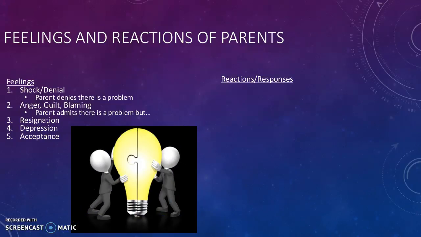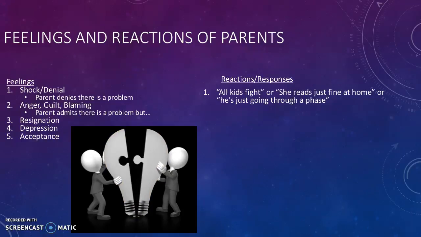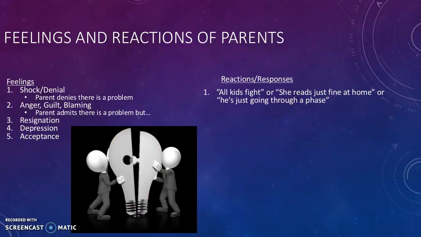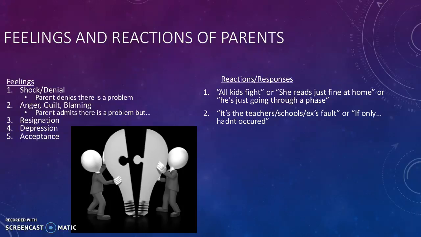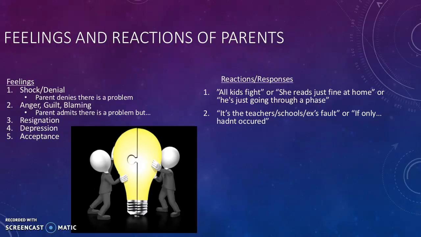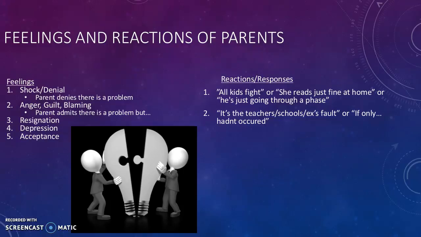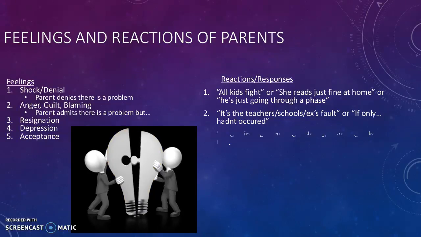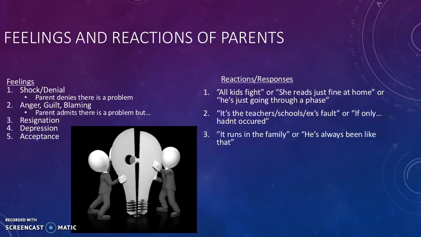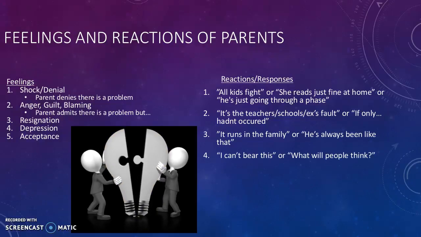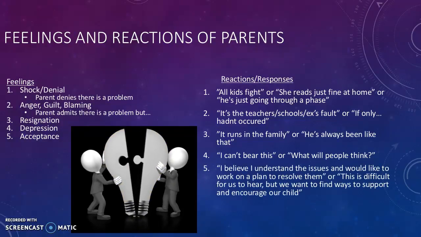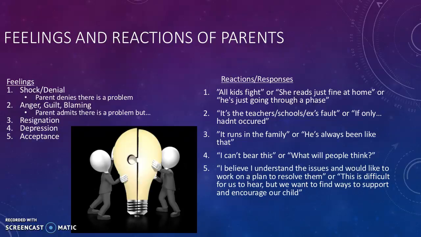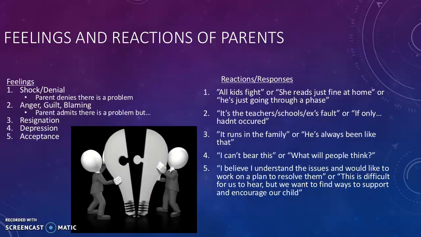And reactions and responses could be, for the first, all kids fight, or she reads just fine at home, or he's just going through a phase. For the second one, it could be it's the teachers or schools or my ex-husband's fault, or if only blank hadn't occurred. For the third one, it runs in the family, or he's always been like that. The fourth one is I can't bear this, or what will people think? And the fifth one is I believe and I understand the issue and would like to work on a plan to resolve them, or this is difficult for us to hear, but we want to find a way to support our child.